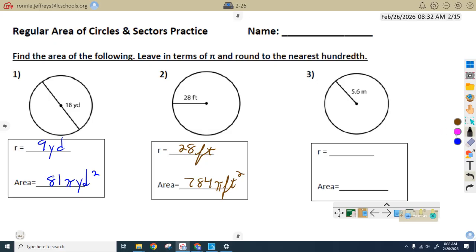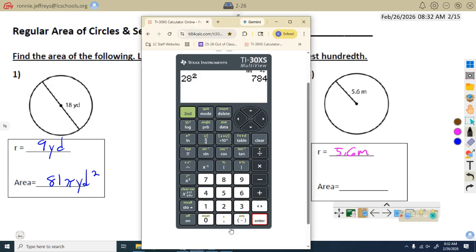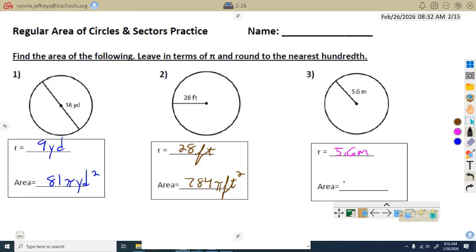All right, and number three, 5.6 meters. So 5.6 squared. All right, this is round to the nearest hundredth, so we're good here. Pi meters squared. Okay.